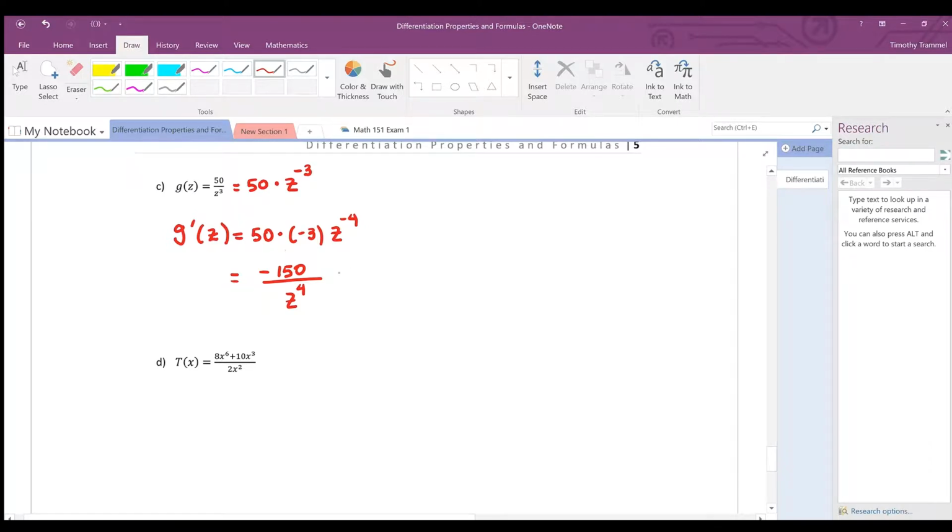But if we use the quotient rule, we should end up with this exact same thing here. So if you ever accidentally use the quotient rule, it shouldn't cause any issues. But if we don't need to use it, let's not. Okay.